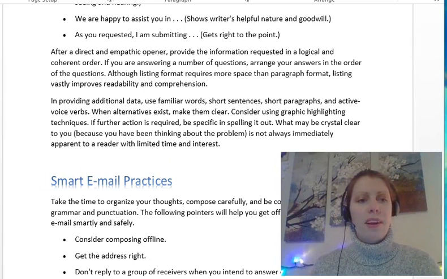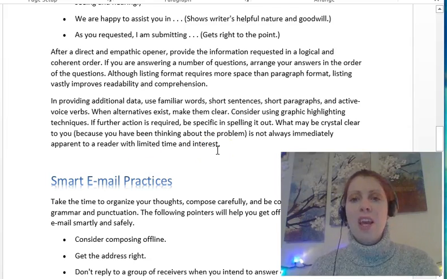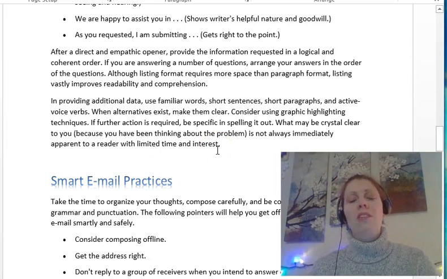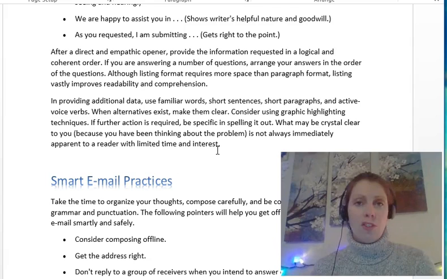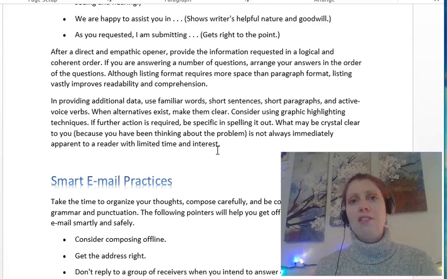So after a direct and emphatic opener, provide the information requested in a logical and coherent order. If you're answering a number of questions, arrange your answers in the order of the questions that they asked you. Don't jump around, okay? If they ask you 4 questions, even if they don't number them 1, 2, 3, 4, you don't have to number them in your reply, but at least follow how they asked them to you, okay?